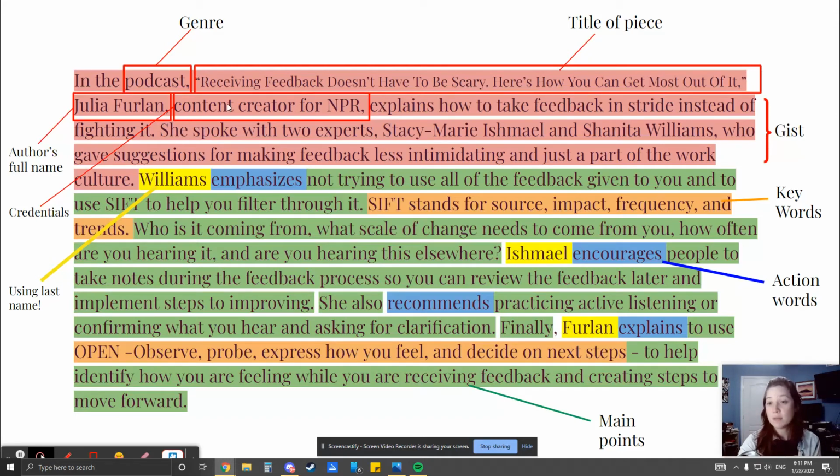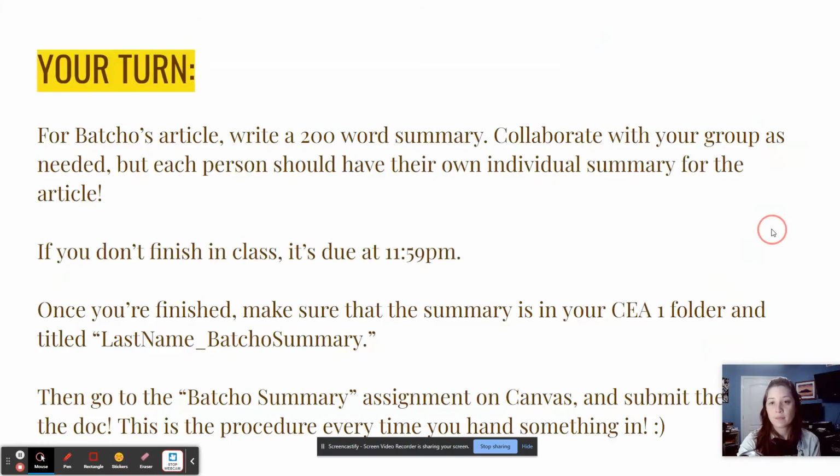So your gist can be more than 1 sentence. It can be 2 sentences if that's what works best for you. The contextual introduction can get very, very wordy. So that's totally okay if you do that.